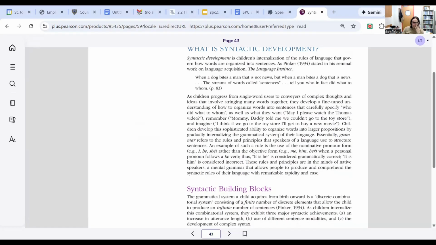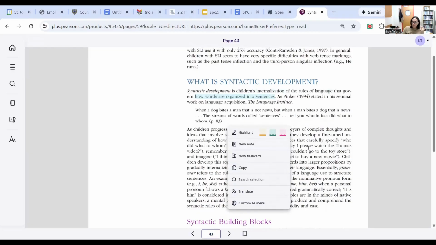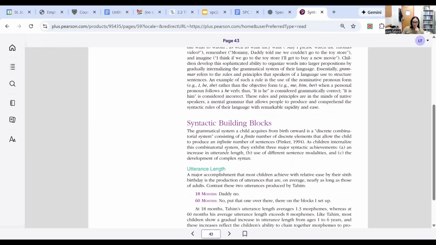So what is syntax? Syntactic development has to do, again, with our developing internalization, right? That we're beginning to implicitly understand, become familiar with, and then use, of course, produce the rules that govern not how words are organized, but rather how words are organized into a sentence. So this is about how sentences are organized. Okay. So syntax, the rules governing how sentences are organized.